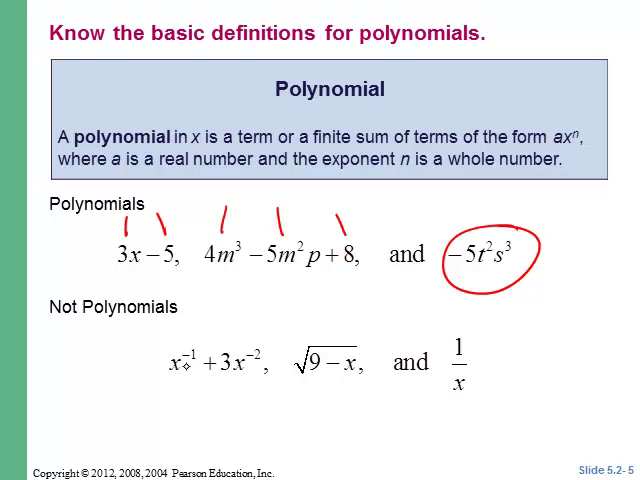Now, this is not a polynomial because it's to the negative power. This is not a polynomial because it's underneath the radical. And this is not a polynomial because it's in the denominator.